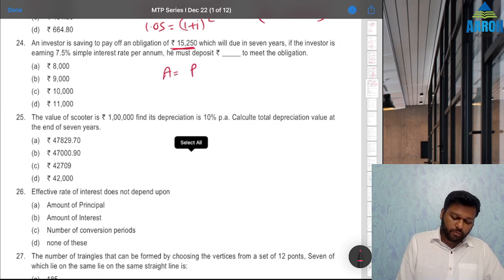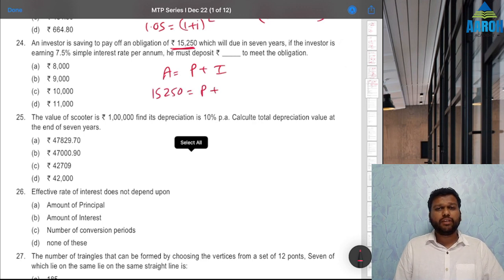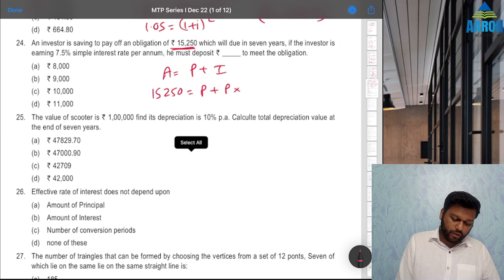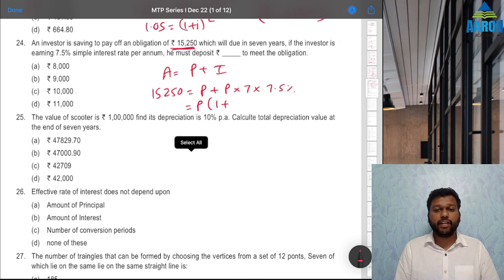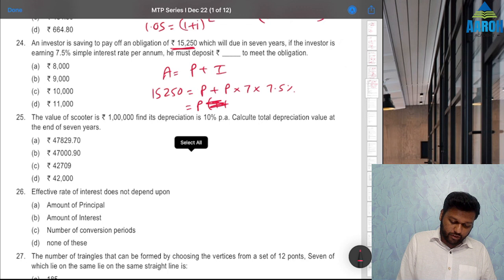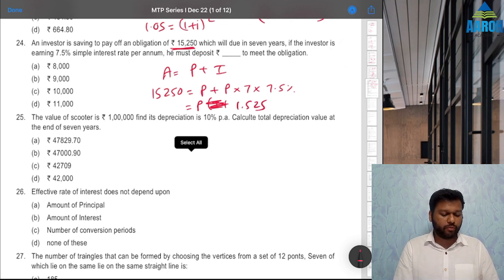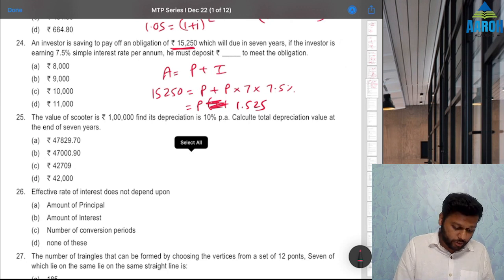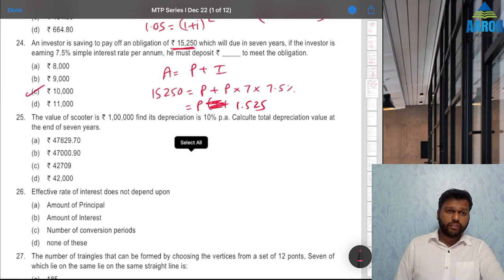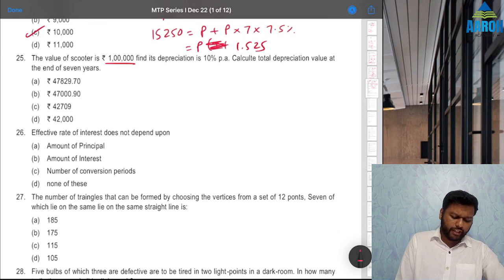We know amount is principal plus interest. So 15,050 is equal to principal plus simple interest, which is principal into number of years into interest rate, right? So we can just take this P common. It will be 1 plus 7 into 7.5%. 7.5% is 7.5 by 100, into 7, plus 1. So this is going to be 1.525. So just divide it, 15,050 divided by 1.525. 10,000 is the correct answer, option C. Easy question, right? Okay.